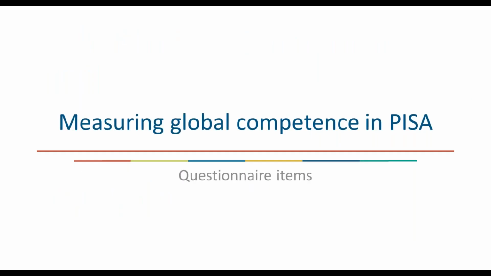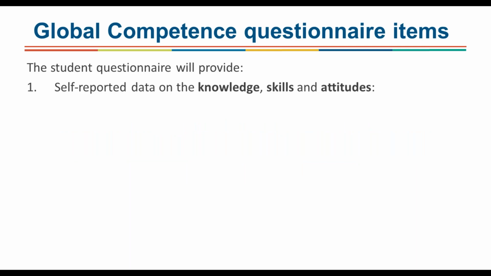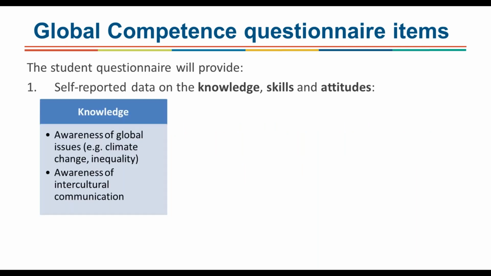So if we turn to the questionnaire element of the assessment, as I said, there'll be a student questionnaire and a questionnaire for teachers and school leaders. In the student questionnaire, we'll collect self-reported data on the knowledge, skills, and attitudes of students. In the domain of knowledge, we'll ask about their awareness of global issues and their awareness of methods of intercultural communication.